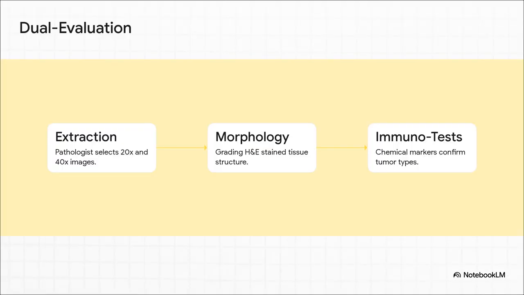Now, to make sure every single page of our AI textbook was completely accurate, the human experts used this rigorous step-by-step dual evaluation process. First up, image extraction. A pathologist grabbed representative images at both 20 times and 40 times magnification. Next came the morphological analysis, basically grading the stained tissue structure to classify the well and moderately differentiated samples. And finally, for those really tricky, poorly differentiated samples, they didn't just guess. They used advanced immunohistochemical tests, chemical markers like TTF1 and P40, to confirm the exact tumor type.